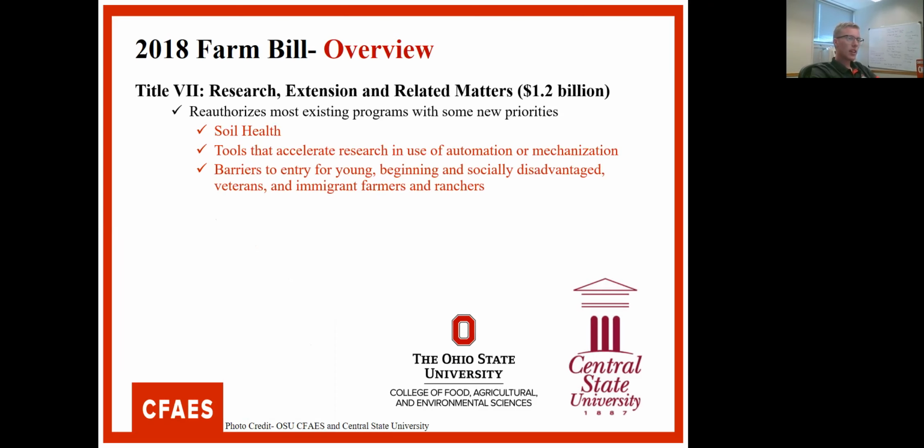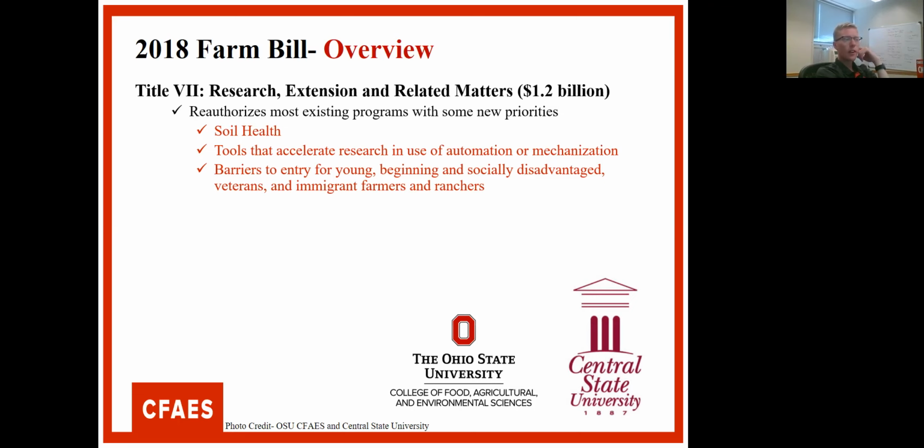The Research Extension Related Matters is a title that means a lot to me because Ohio State receives money through this provision, along with other land-grant institutions like Central State University. It reauthorized most existing priorities programs with a few new priorities. Soil health appears several times. Congress is very interested in soil health as a program and interested in research and tangible ways to improve soil health coming out of land-grant institutions. There is interest in research around automation, robotic dairies, data, big data. There's interest in those areas.